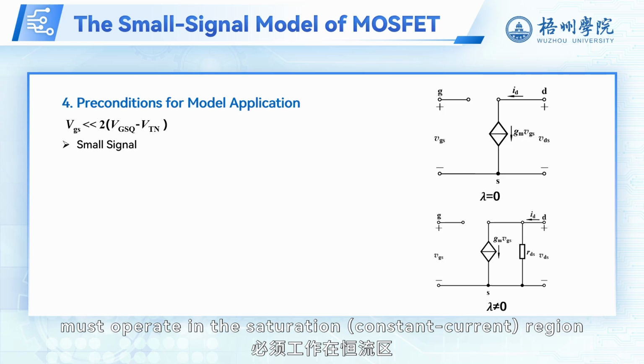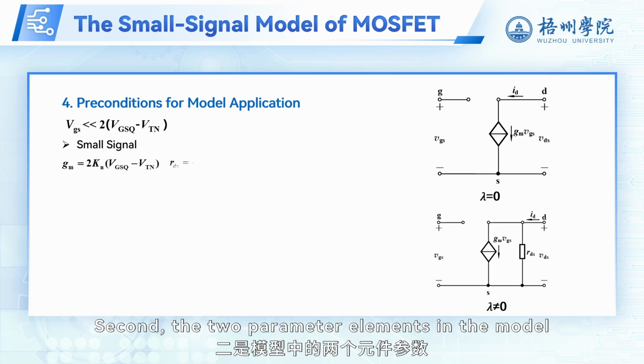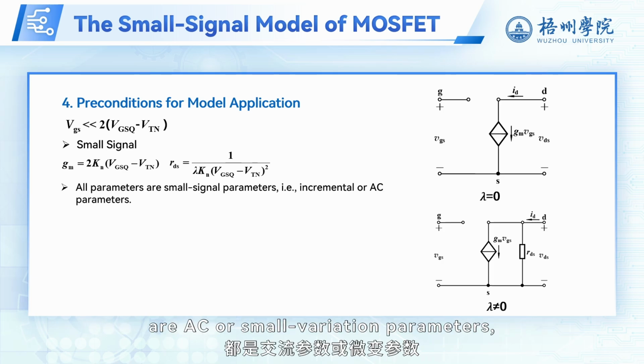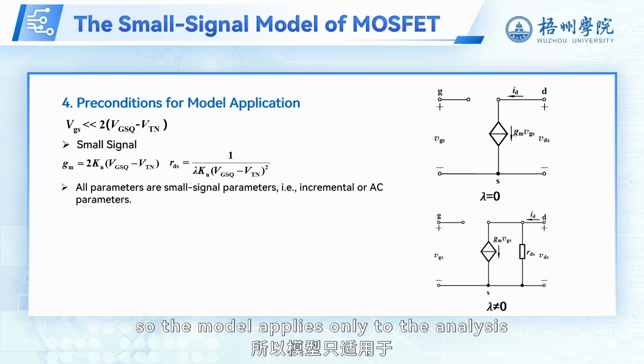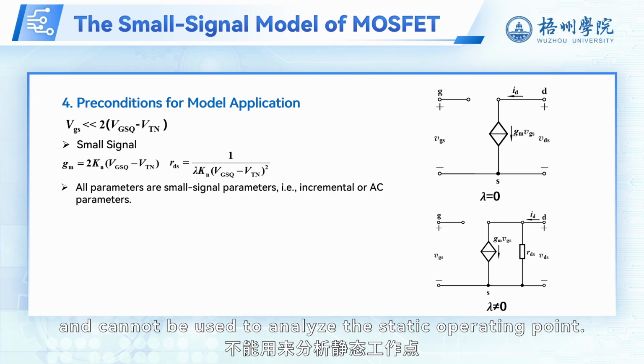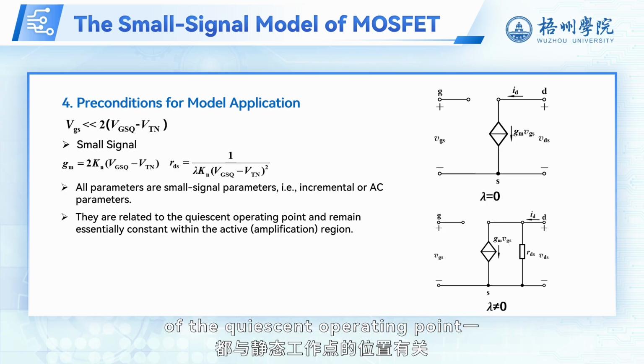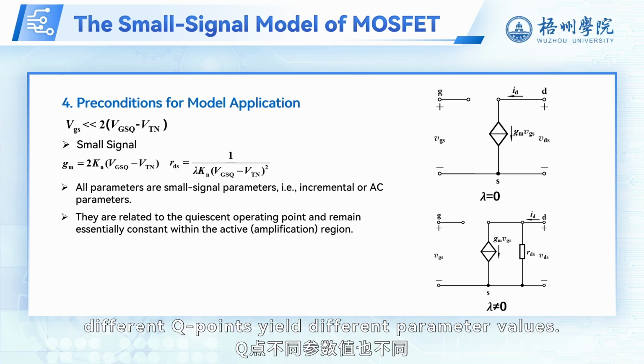First, the MOSFET must operate in the saturation constant current region and under small signal conditions for the model to be valid. Second, the two parameter elements in the model are AC or small variation parameters. So the model applies only to the analysis of AC signals or variations and cannot be used to analyze the static operating point. Third, both parameters depend on the location of the quiescent operating point. Different Q points yield different parameter values.